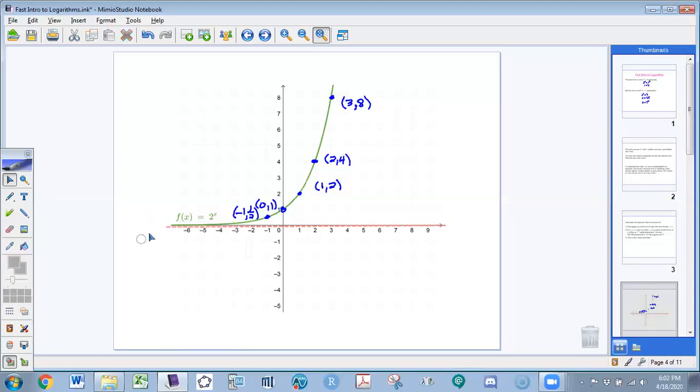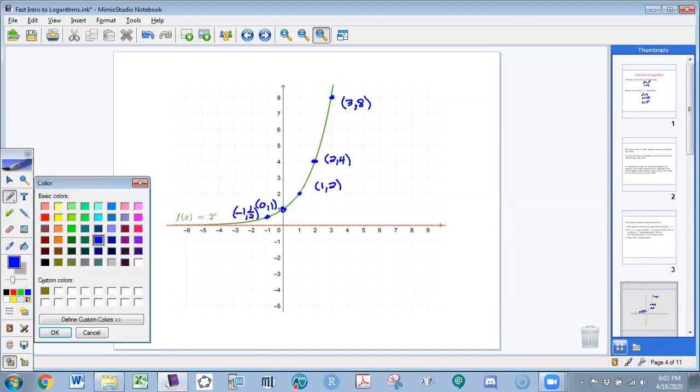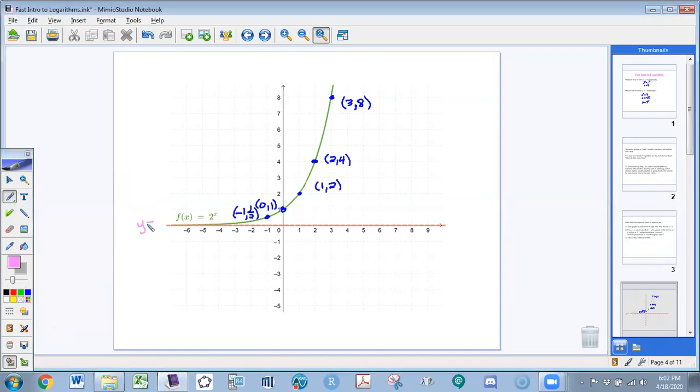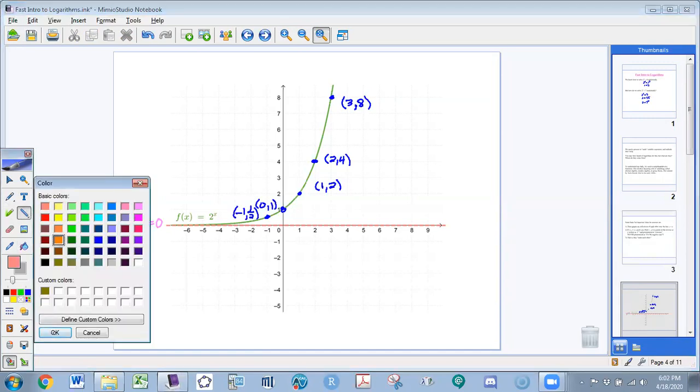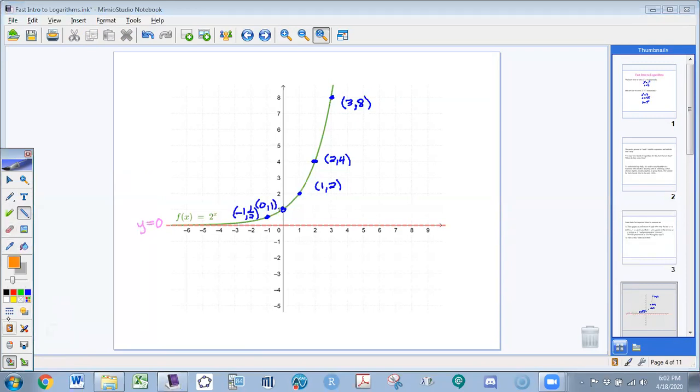Sorry, just having to manipulate here a little bit. It's not quite as easy. So we have that horizontal asymptote of y equals 0. Now I'm going to draw in the line y equals x. It takes me a little bit to get that lined up, the line y equals x.